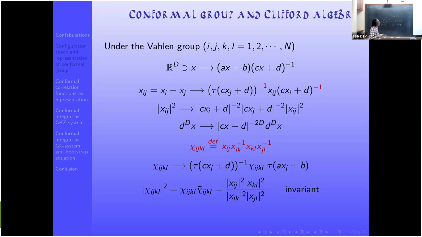The determinant, so this is mod square, of course, goes as this. You can check that the volume form in D dimensions goes exactly like this, exactly as in the Mobius transform. And for later use, I have defined this quantity, chi, with four indices: ij, ik inverse, kl, jl inverse. You can check that the mod square goes as this, and this is actually an invariant of the transform. They're exactly like the cross ratios.